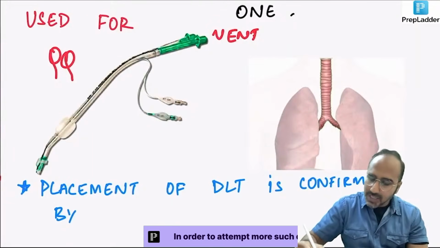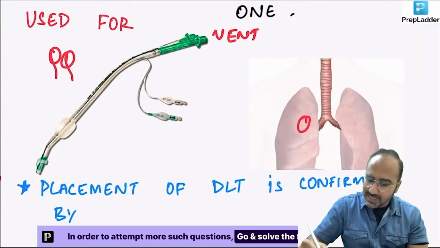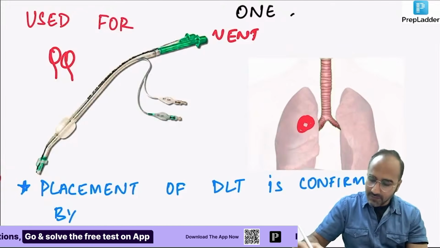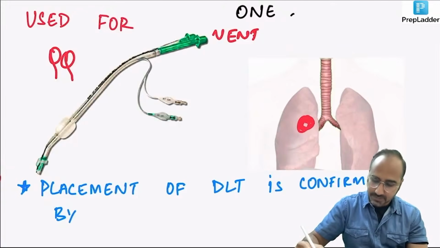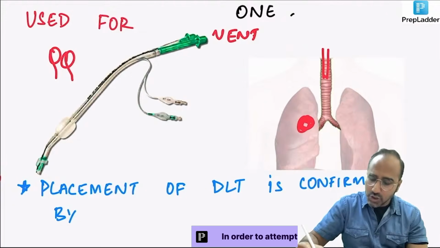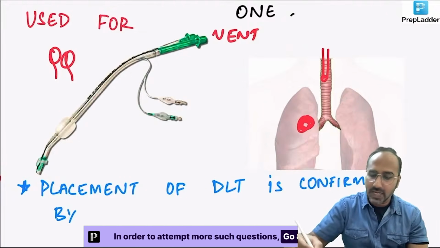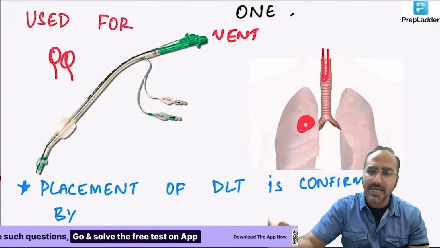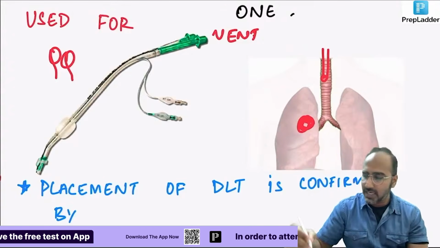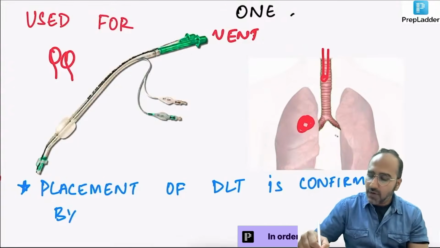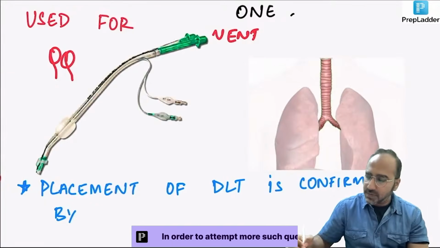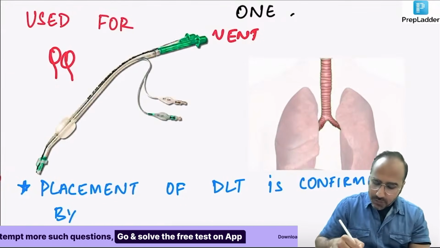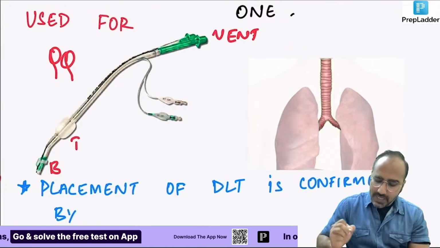Imagine, guys, a patient is having cancer of this lung, and we have to just ventilate the other lung. If I put a normal tube, both lungs will be ventilated. If I put a flexometallic tube also, it will go till mid trachea and both lungs will be ventilated. So you need to understand, for one lung ventilation, the tube that is used is a double lumen tube. In a double lumen tube, there will be a bronchial lumen and a tracheal lumen.